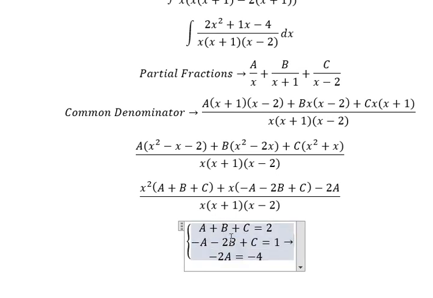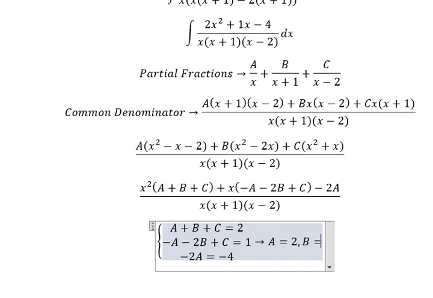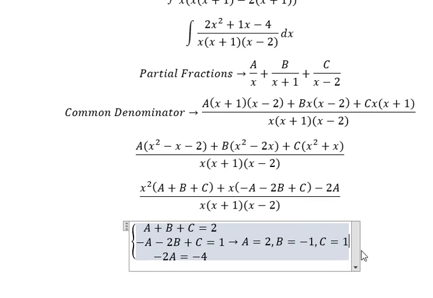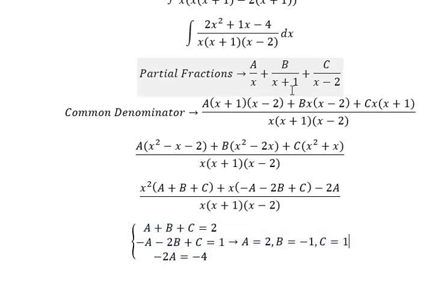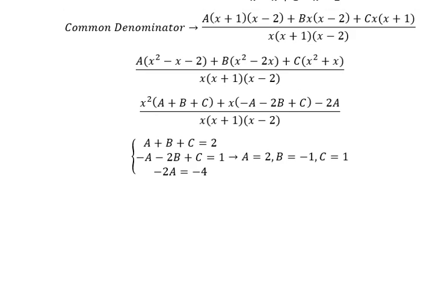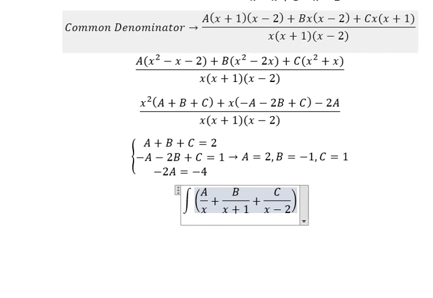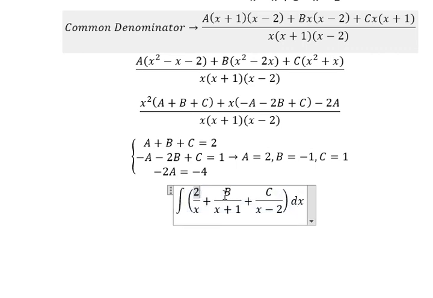Now we need to find the solution of ABC. So now the solution of ABC, that's A equal to 2, B equals to negative 1, C equals to 1. So we put the numbers ABC in here. And now we have the final answer.